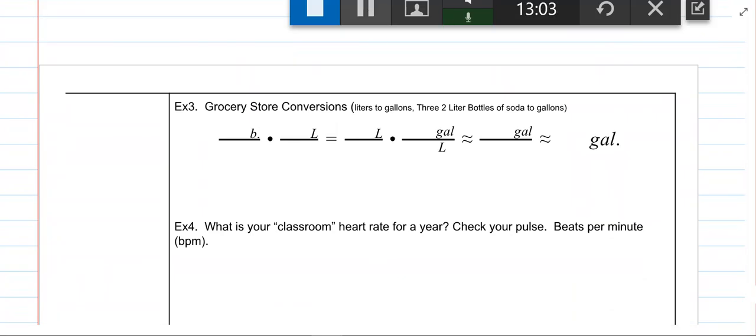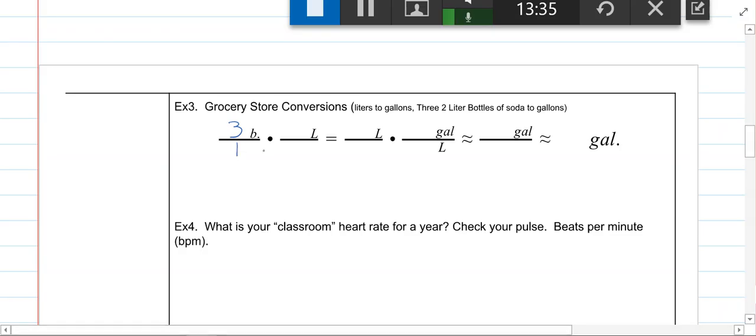This example 3 is coming from the grocery store conversions. Liters to gallons, 3 2-liter bottles of soda, to gallons. You know, oftentimes I think that a 2-liter bottle of soda is equal to a gallon. It's definitely not. Let's check this out. So first of all, we want to change 3 2-liter bottles of soda to gallons. The B stands for bottles, we have 3 of them. And we'll put a 1 just to make it into a fraction, okay?